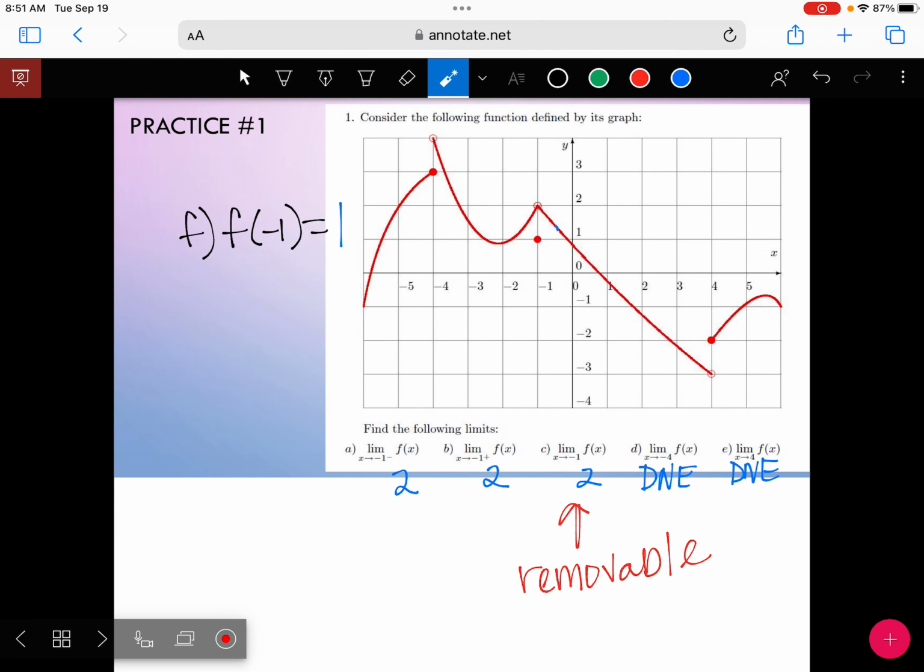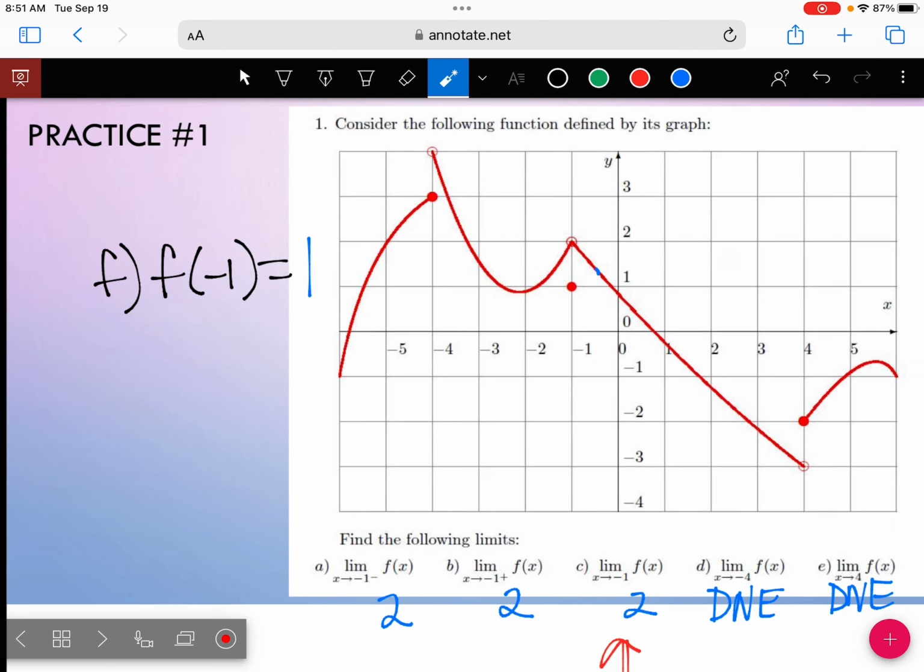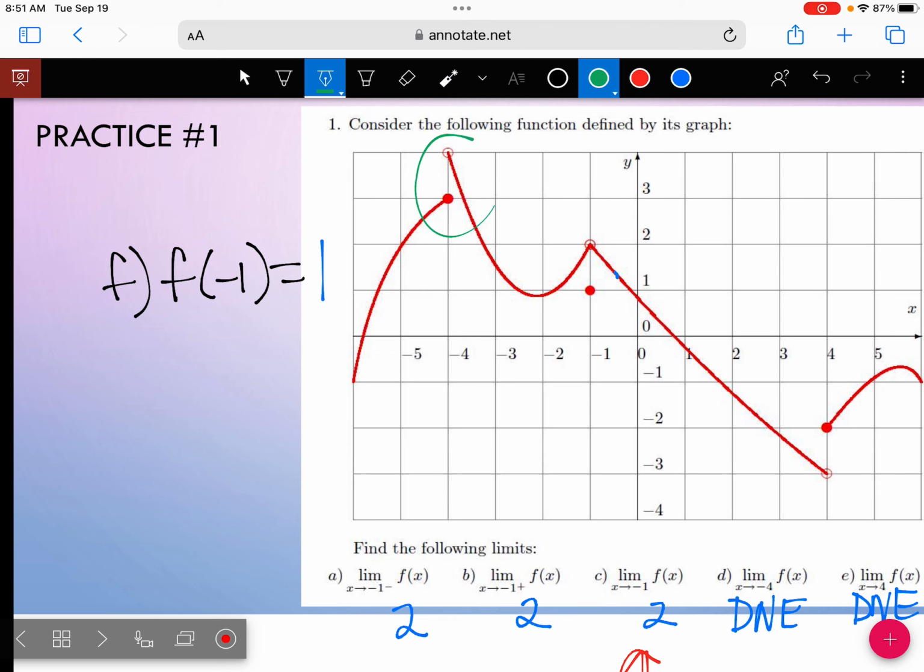Is it -4 next? At -4, we have a jump. Jumps don't have a limit. These two have jumps. They don't have a limit. All right, put these to the side. We're going to practice more tomorrow. We're going to keep looking at graphs, keep practicing.